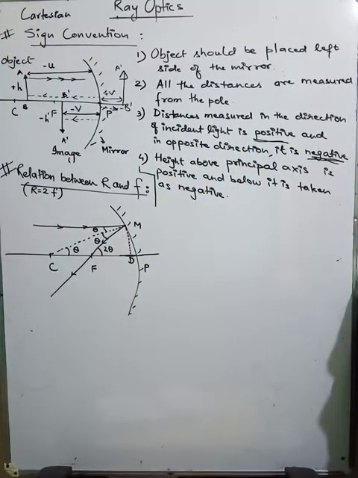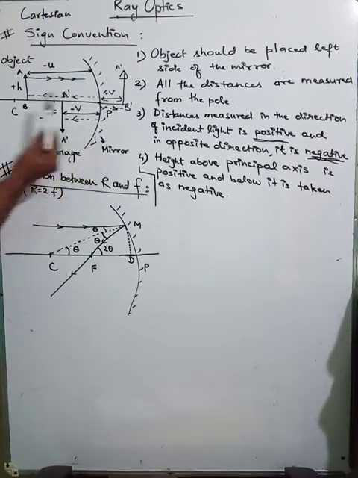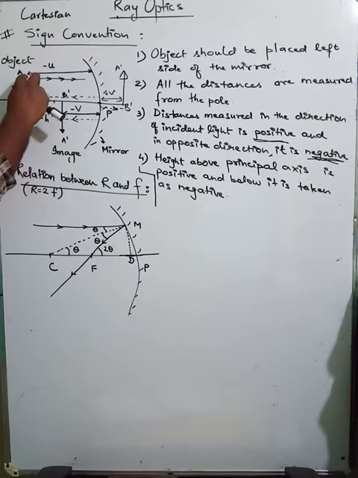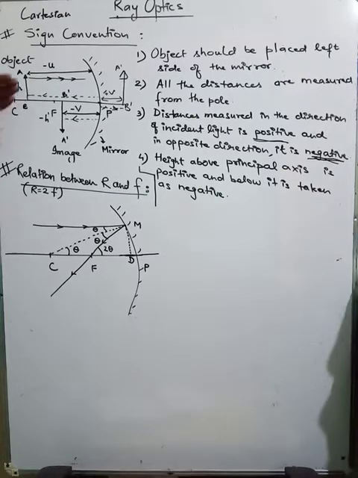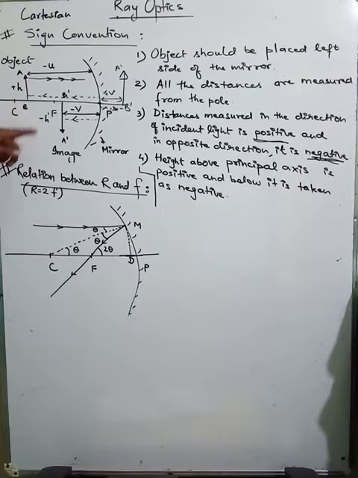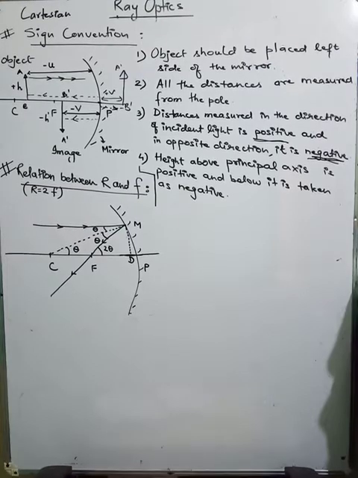Next, the last sign convention, that is height above the principal axis. So this is the principal axis. This height, which I have denoted by h, is written positive. Height above the principal axis is positive, and below the principal axis, see the height, this is the height of the image, which I have denoted by h dash and written as minus, negative. So this is sign convention number 4: height above the principal axis is positive, below is negative.